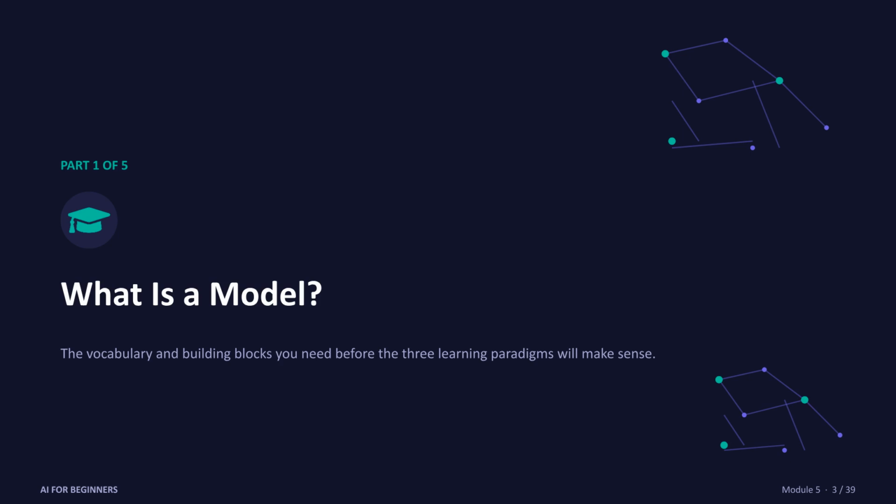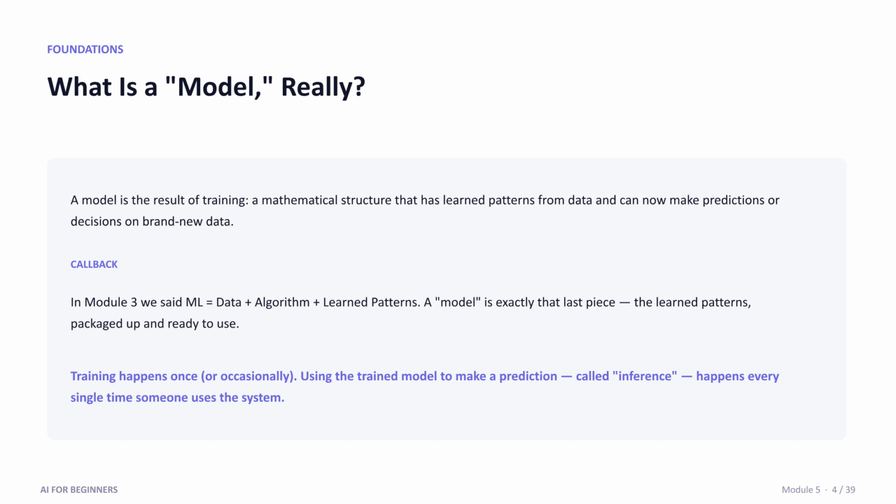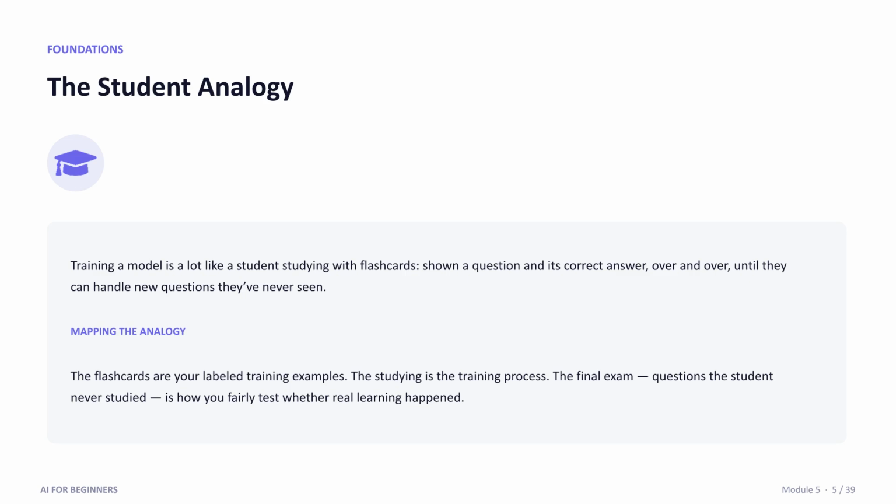Before we look at how machines learn, we need to understand exactly what they are building. What is a model, really? Think of it as the output of the training process, a mathematical structure that has captured patterns from data. Crucially, training is something we do once. But using that model to make a prediction, a process called inference, is what happens every time someone uses your system.